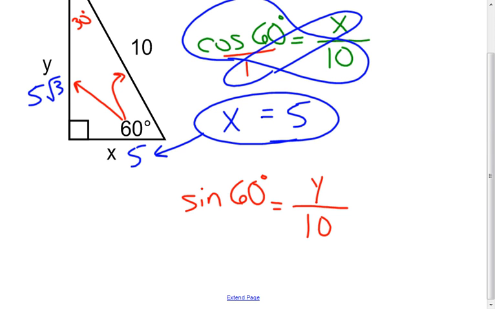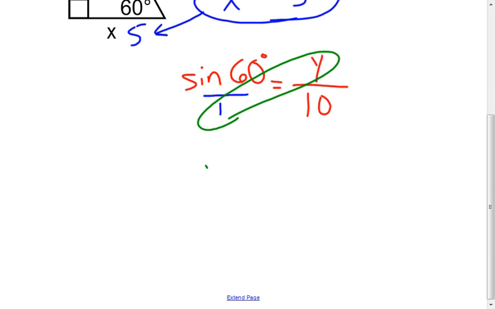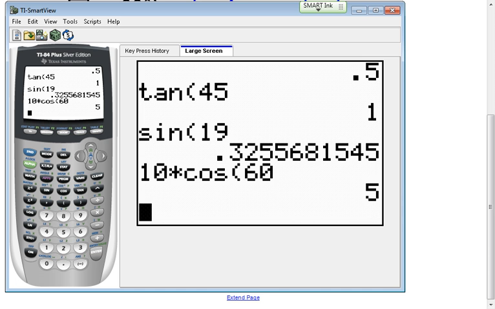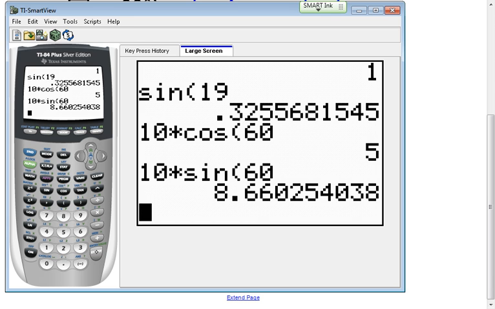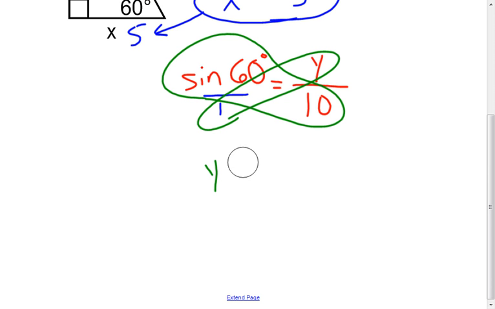Same thing's going to happen here. I'm going to make a proportion, and now I can solve. If I cross multiply, I get y equal to, and now this is where I'm going to have to type that on my calculator. Come back here and type in my 10. I want to multiply it by the sine of 60. And notice I get 8.66 approximately. So I'm actually going to change this from an equal sign because I'm rounding, and I ended up with 8.66.